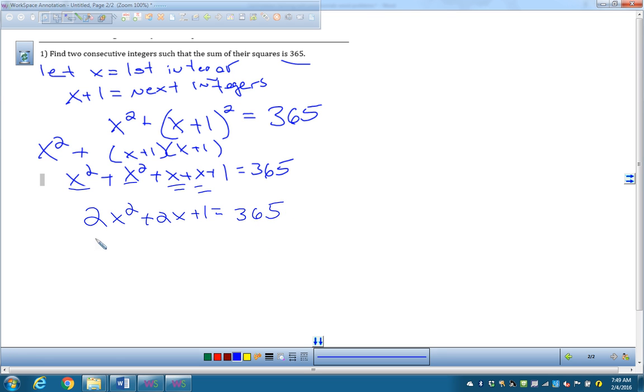This is kind of similar to the warm-up. What do I need to do before I solve? Subtract 365, right? So 2x squared plus 2x minus 364 equals 0, because I subtracted 365 from both sides. Okay? Subtract 365 from both sides.